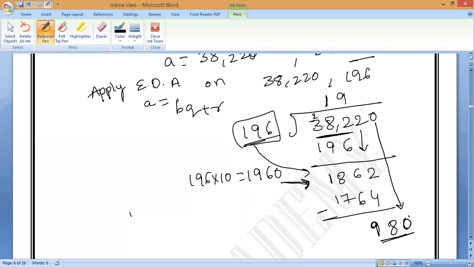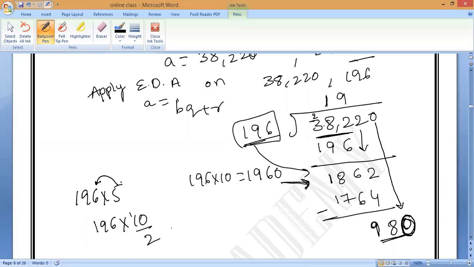It ends with 0, so it means 5. 5 times, ma'am. 196 into 5. See, multiplication of 5 into 196 is difficult. So 196, write it as 10 by 2.